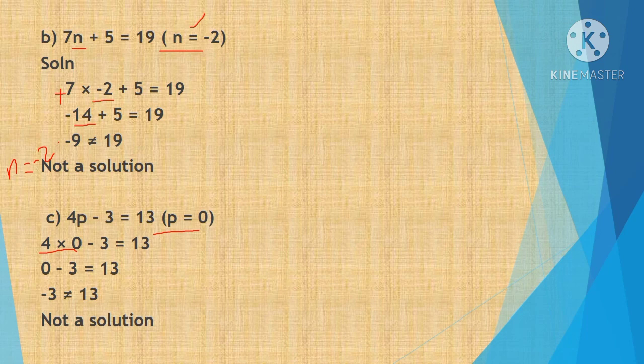Okay, now understood, children. So when you get the left hand side equal to right hand side, we can say that the given value is a solution. You want to get the left hand side equal to right hand side, then only we can say it's a solution. So here n = minus 2 is not a solution. p = 0 is also not a solution. So the remaining problems we'll see in the next section.